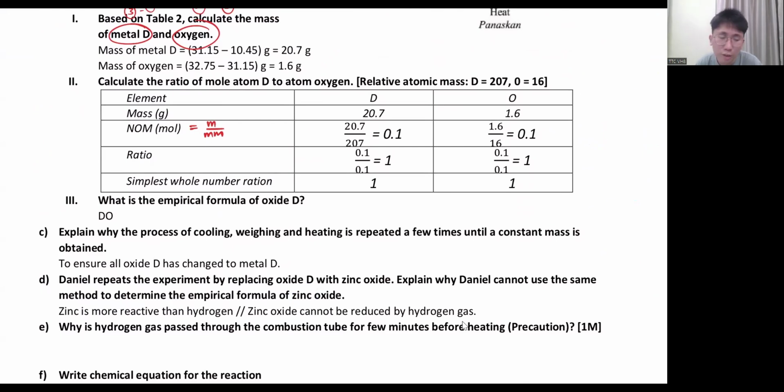So technically, zinc is more handsome than your hydrogen. So hydrogen cannot snatch his girlfriend.